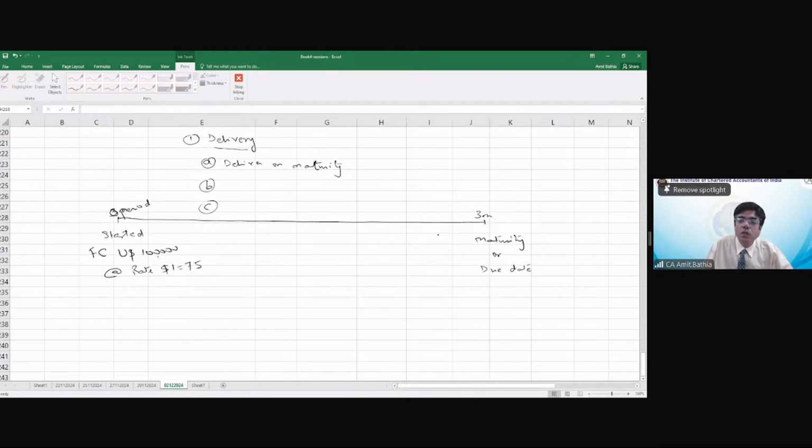Okay. So on maturity, you are required to buy $100,000 because this was buying the forward currency. You needed that. So you have entered into the contract where you are going to buy US dollar 100,000 at 1 is equal to 75. So on maturity, bank is required to deliver US dollar 100,000 to you, right? And you have to pay to the bank. So on maturity, let's say this is A Limited.